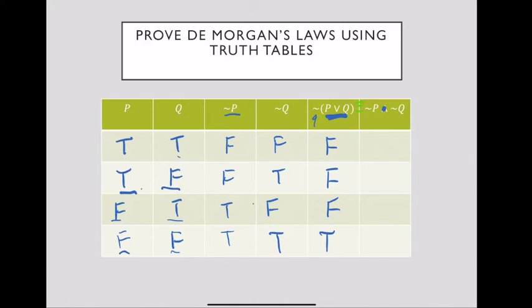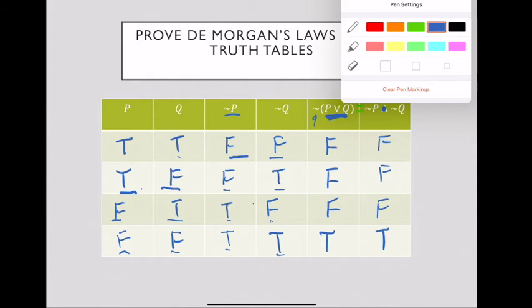Next, I've got not P and not Q. You can note that with a little symbol. Remember, and has to be true for both of them. So I've got false and false, gives me a false. False and true, still false, because and is only true when both truth values are true. True and false gives me a false, and true and true gives me a true.